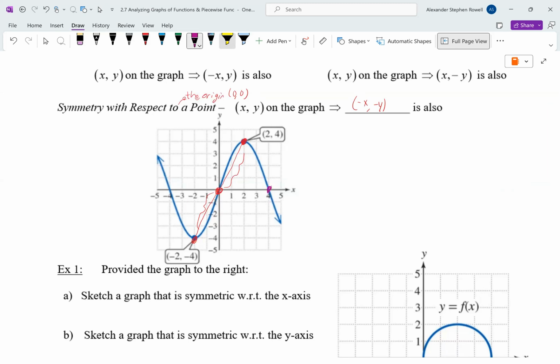Does that work for all these points? What about 4, 0? On the other side, we go through the origin. This is a distance of 4 away. 4 away on the other side is another point. And this is true for every point on our graph. Kind of crazy to think of symmetry about a point instead of a line.